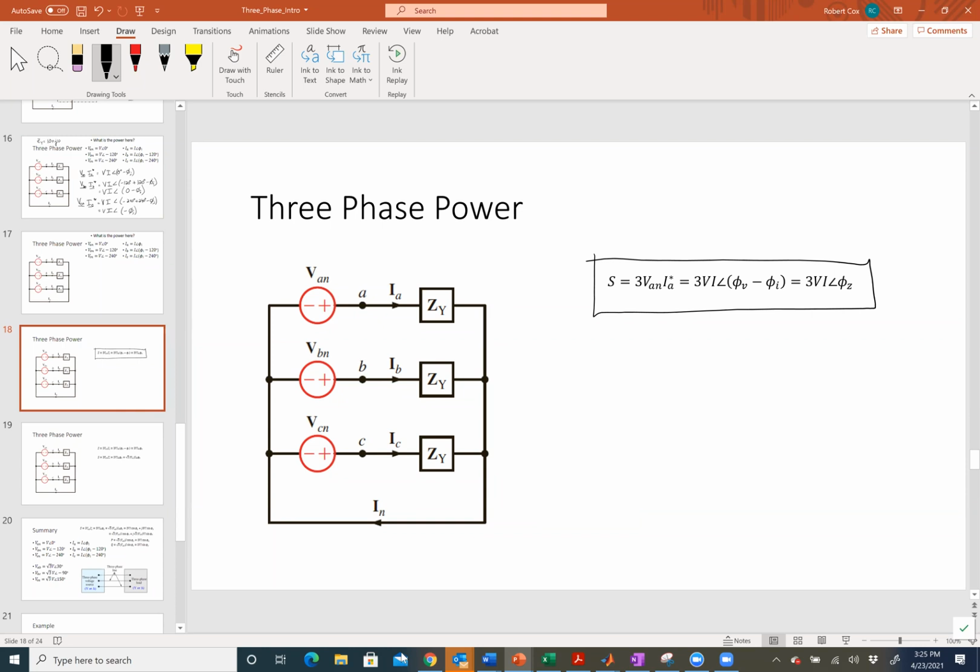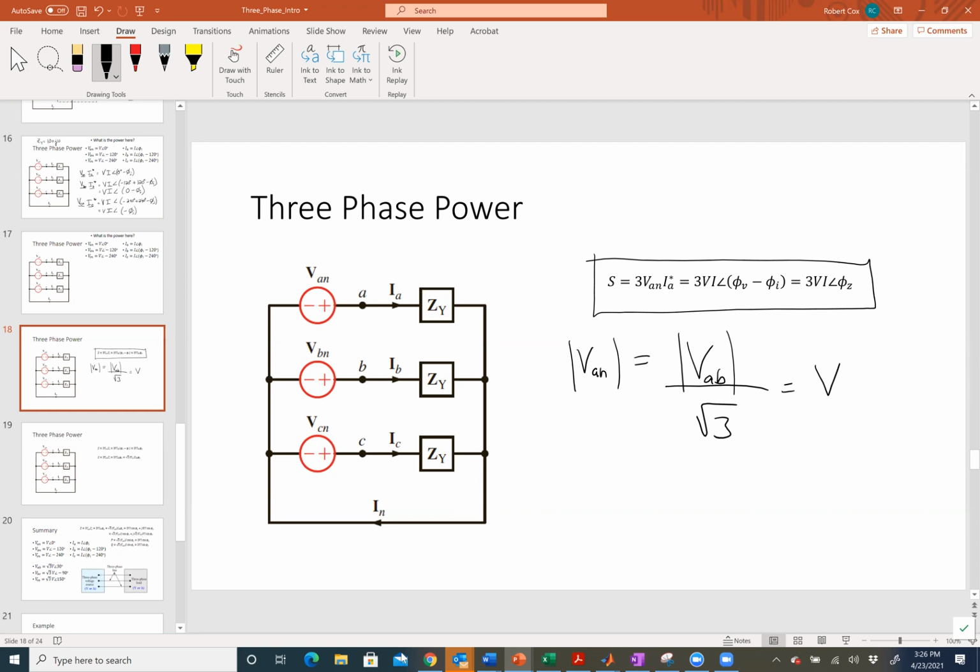Another way to write that, which is also common, is to say, what's true about the magnitude of VAN and the magnitude of VAB? What's the relationship between those magnitudes? Square root 3. There's a square root of 3. So where do I put the square root of 3? VAB is bigger or smaller than VAN? It's bigger. So I'm going to divide by square root of 3 here. Okay. So if the magnitude of VAN in this case is V, right?